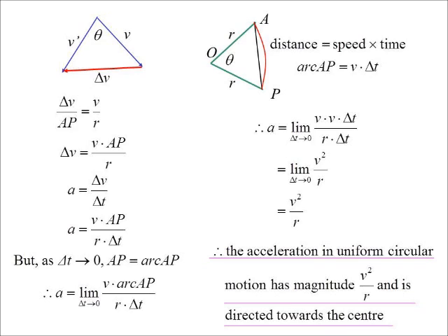So what do we need to know? We know acceleration is v squared on r. If we're talking about angular velocity, then it would be r omega squared, because remember v is equal to r times omega.